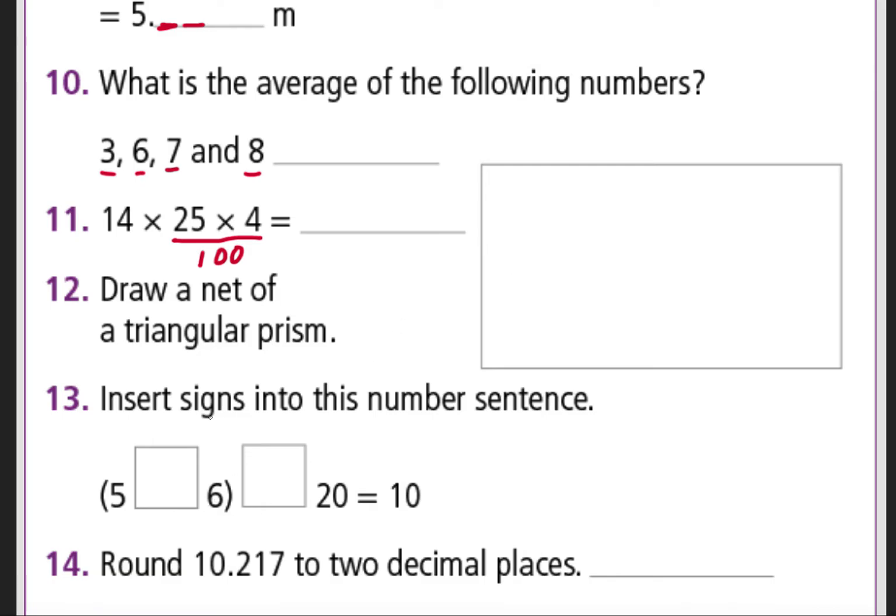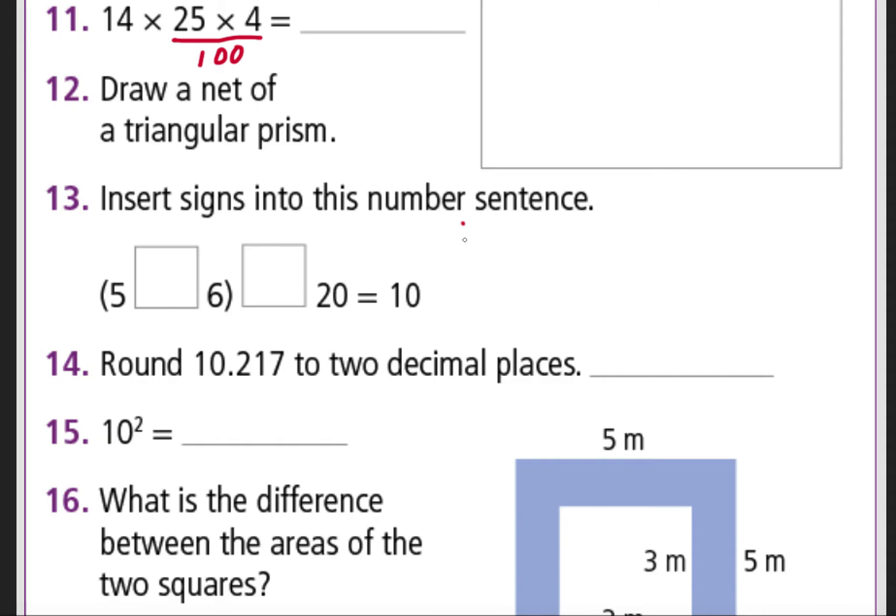Number 13, we have to insert either plus, minus, multiply or divide into these ones here. Remember the brackets tell us we have to do this part first. And the only way to do this is just try the different signs in there and see which one comes out with an answer of 10.